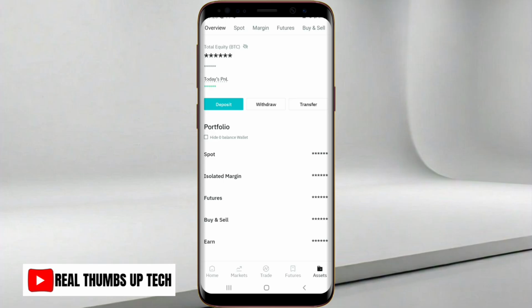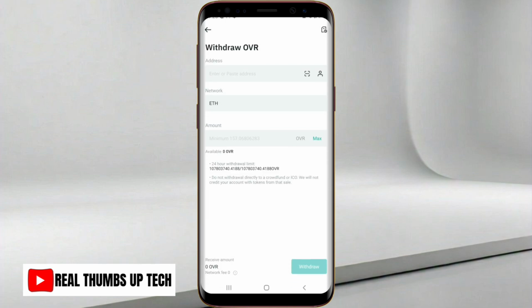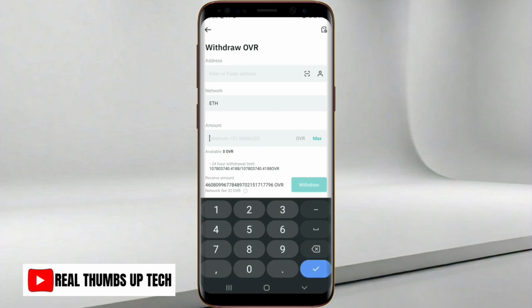So I now go over to assets so that we can easily send it to Mexc to sell for a profit. I go over to withdraw. So I select OVR because it is there already, or you can type it to search for it if it is not there. I select send via crypto network. I now come over here that says amount. Having known the network to be Ethereum, I don't need to insert the network address again because we already know that it is the same thing. So I now come over here and enter that amount we saw there, 2088.